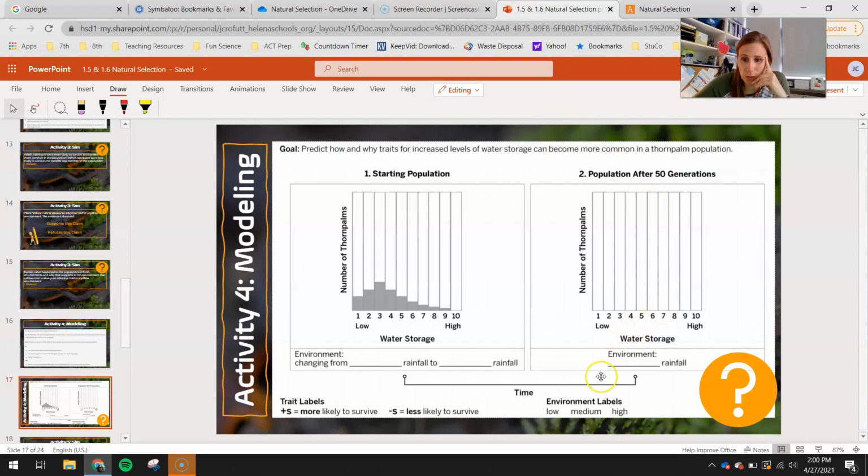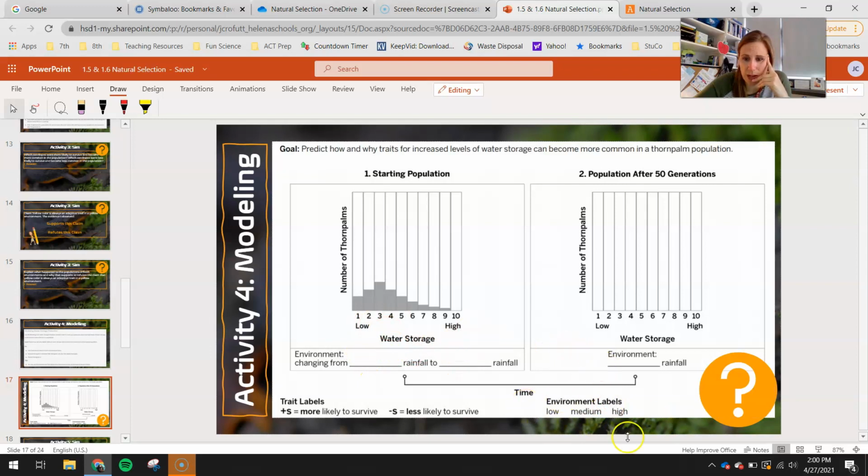And then after 50 generations, that should be the big change you made in your rainfall. So you've got to think, are we going to keep the rainfall the same, going from low to low, medium to medium, or high to high? Or are you going to change it? Are you going to increase it, low to high, medium to high? Or are you going to decrease the rainfall, going from high to medium or high to low? You need to think about what change would make those plants become better at storing water, have high water storage.